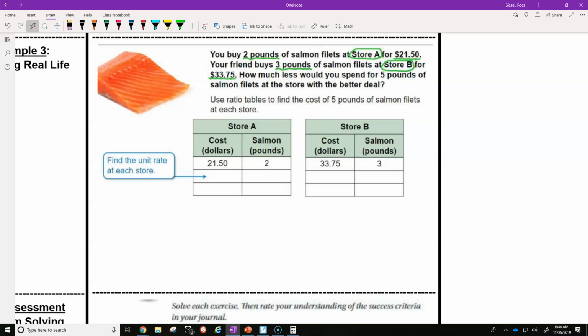You buy 2 pounds of salmon fillet. Now, this is one way to do this. They keep using ratio tables, and we can do that, but we can break it down really easy, and I'll show you something. I buy 2 pounds of salmon fillets at store A for $21.50. Now, I'm going to want to know cost per ounce. Usually, if you're figuring anything, you always put your cost first.